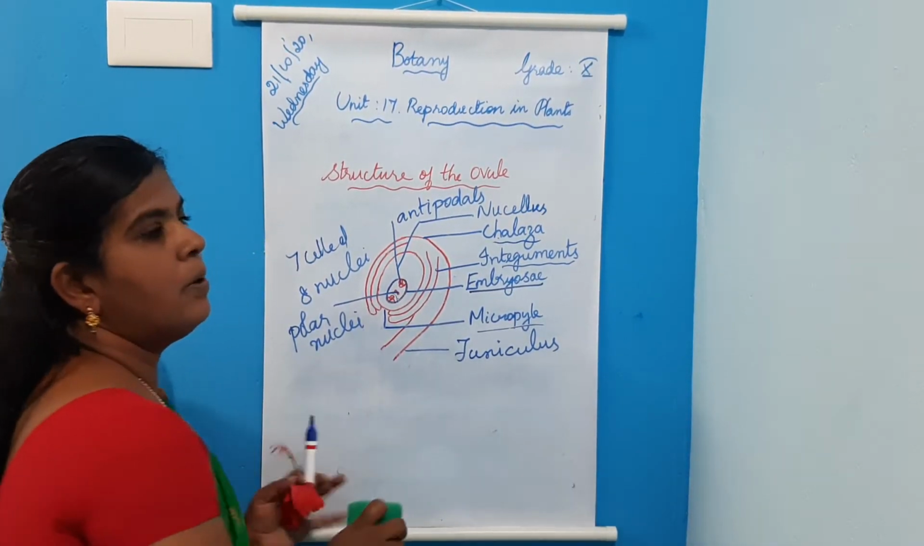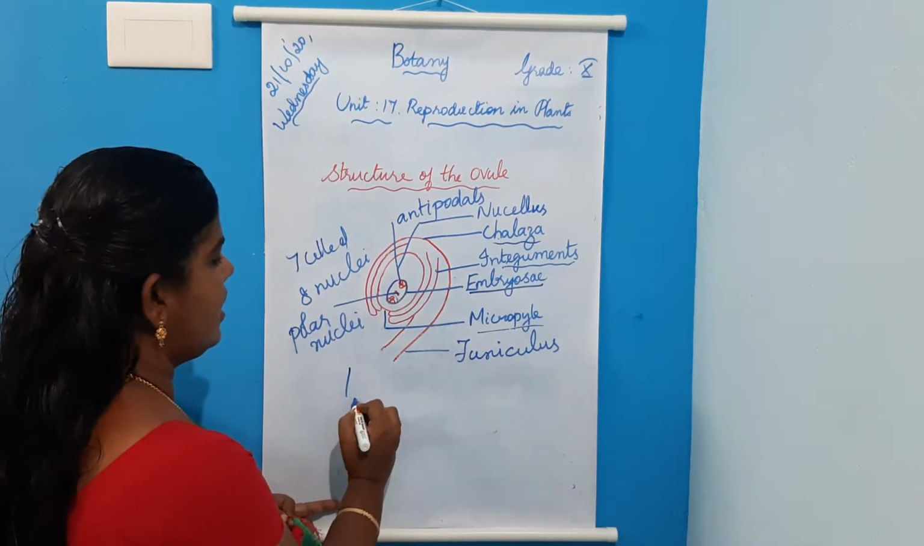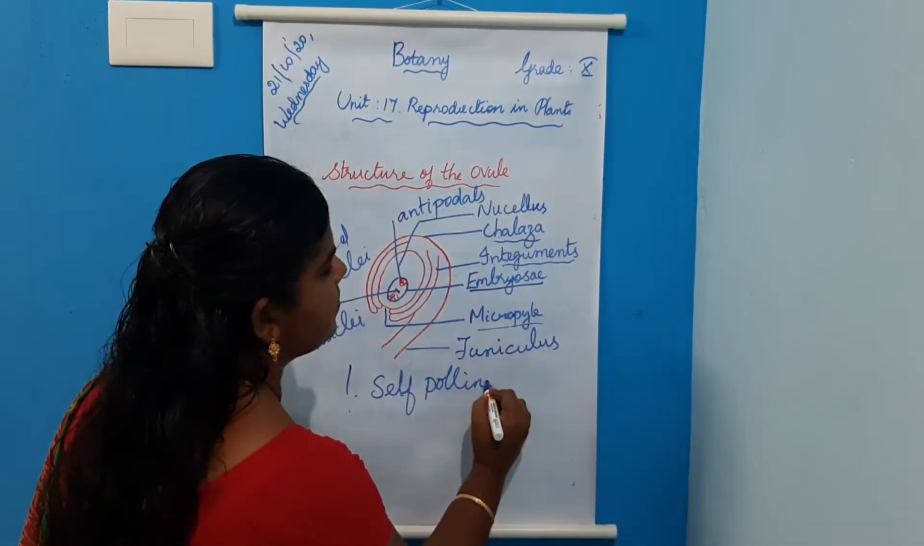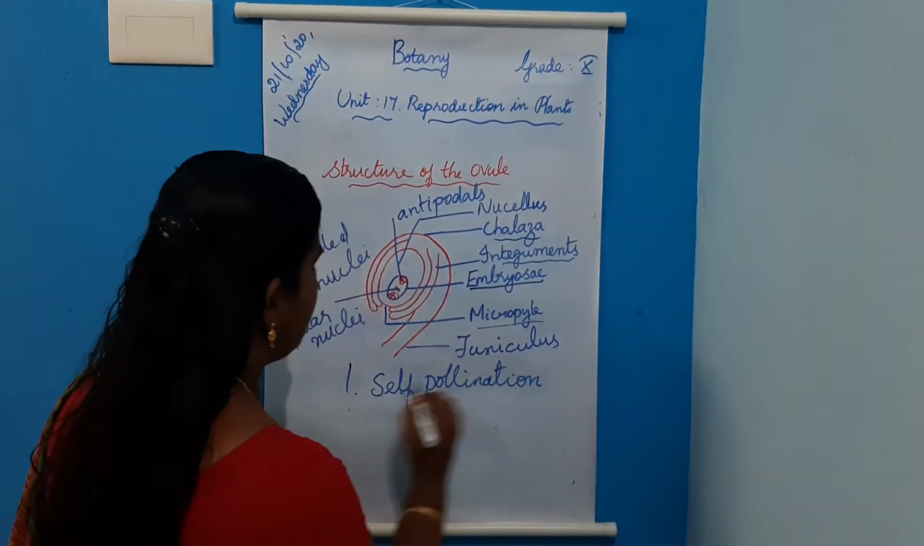What are the two types of pollination? Self-pollination and cross-pollination.